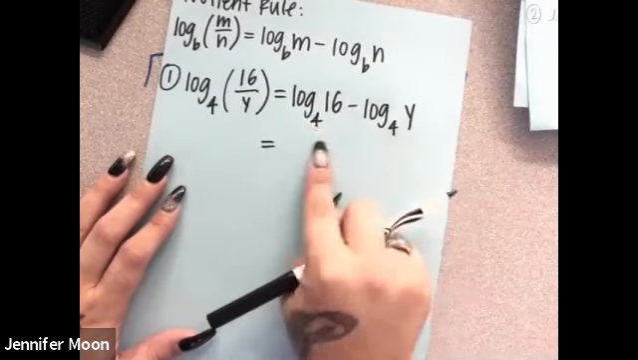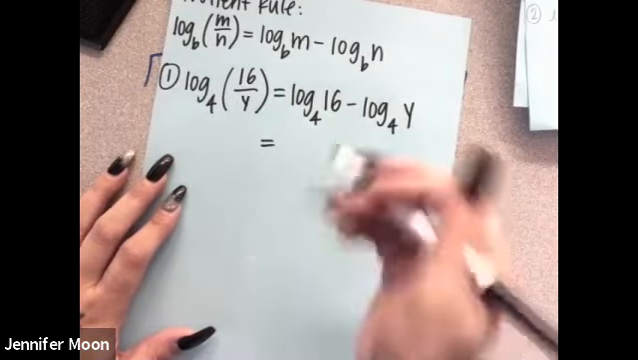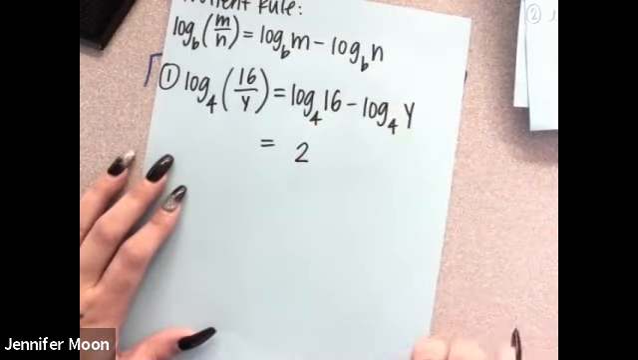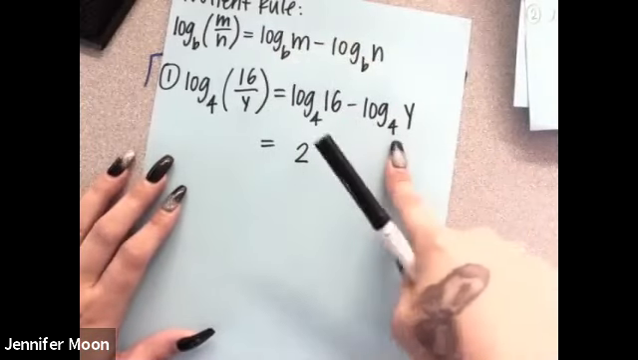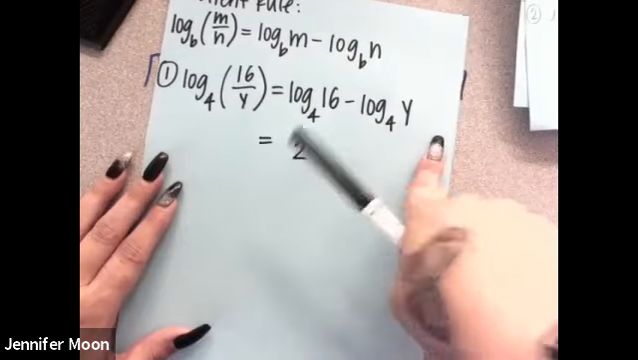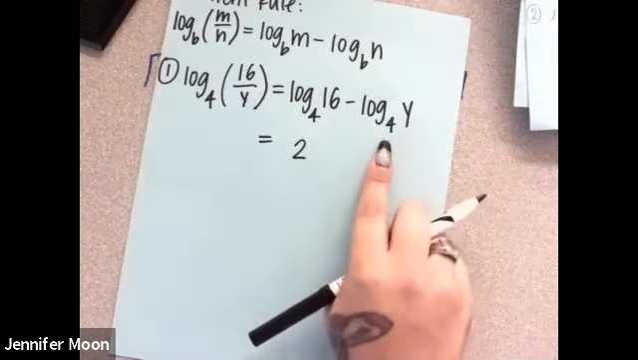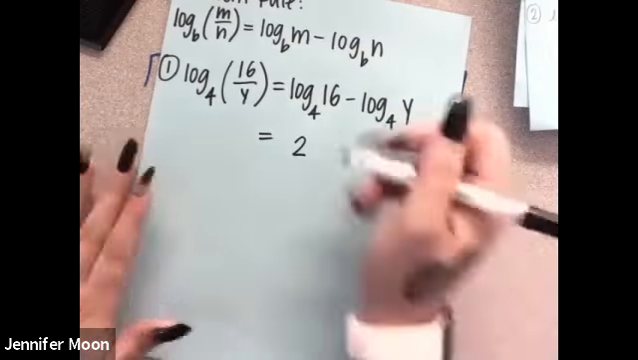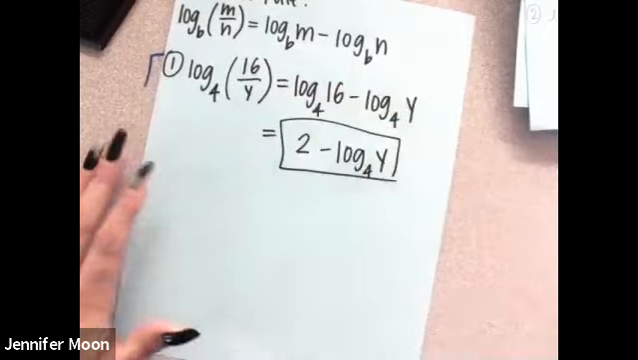This is saying 4 raised to the what power is 16. So it would just be 2. That turns into 2 whenever we actually evaluate it. This is saying 4 raised to the what power is y. We don't have a power that's going to turn this number into this variable. So it is just negative log base 4 of y. That's your answer.